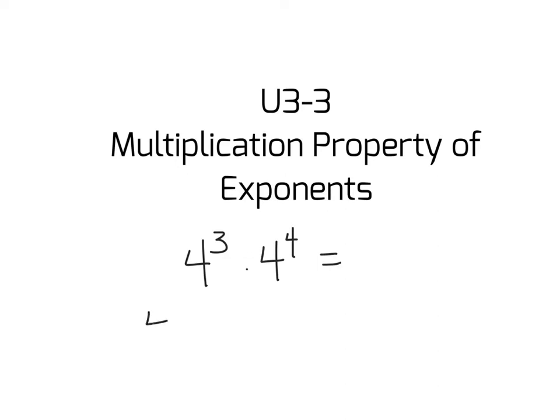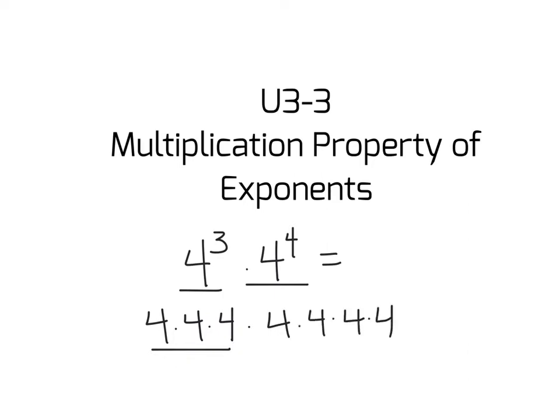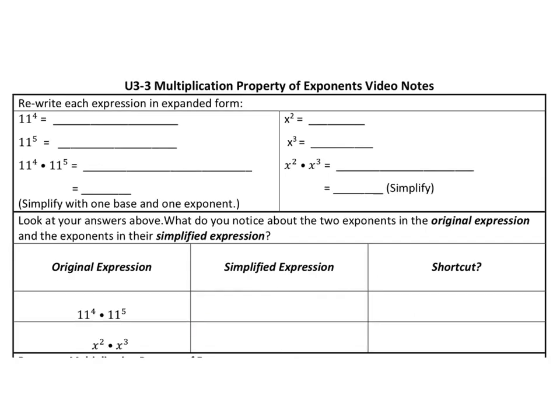There's a long way and there's a short way. And we know that 4 to the third is 4 times 4 times 4, and 4 to the fourth is 4 times 4 times 4 times 4. And we need to write this as 4, and we need to have one exponent. So it's basically kind of like combining like terms. So let's go ahead and get started.